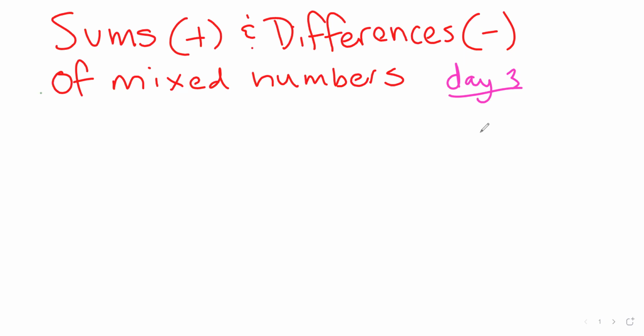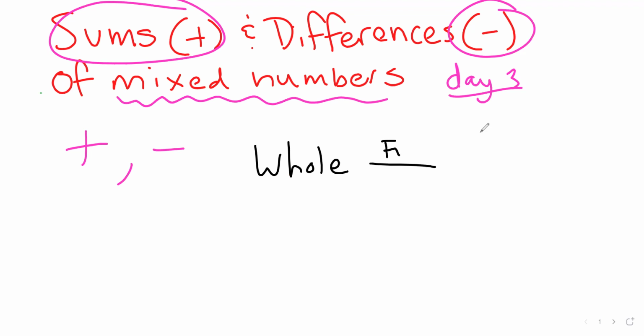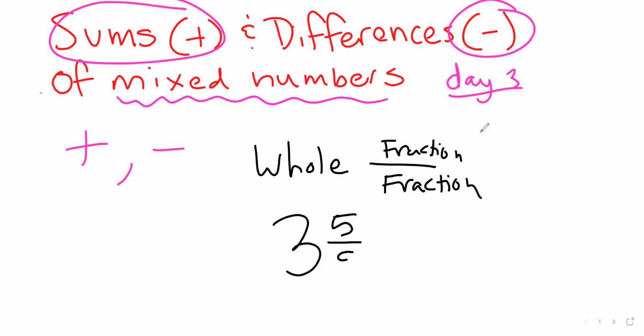So again, remember, if we're talking about sums, we're talking about the answer to an addition problem. If we're talking about differences, we're talking about the answer to a subtraction problem. And then we're referring to mixed numbers. Remember, a mixed number is when you have a whole number and a fraction. For example, 3 and 5/9 is a mixed number, because it has a whole number and then a fraction.